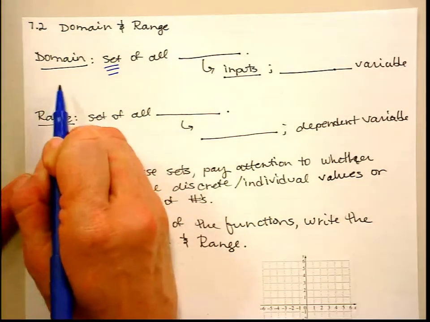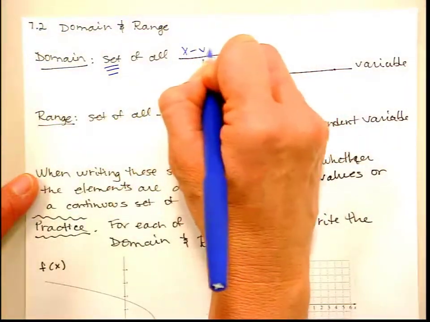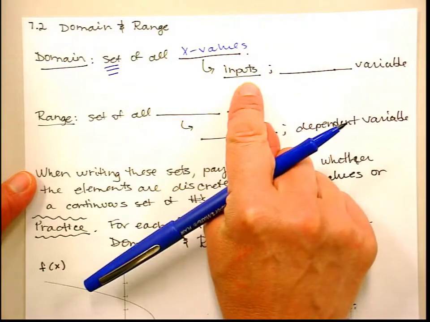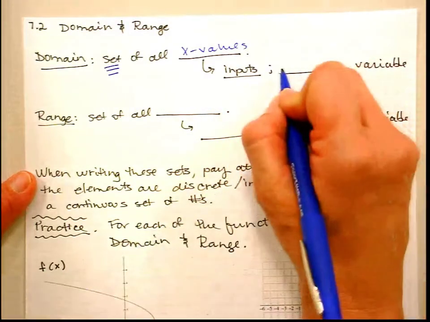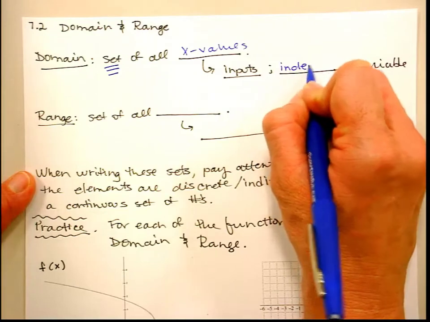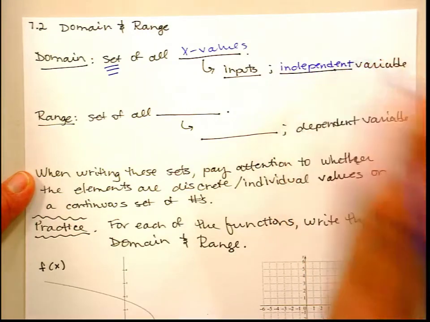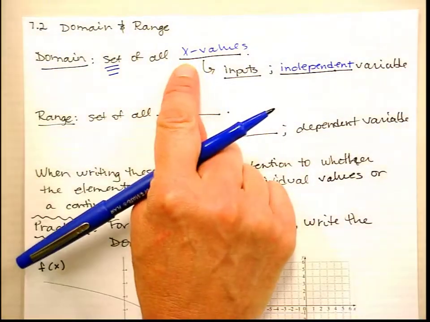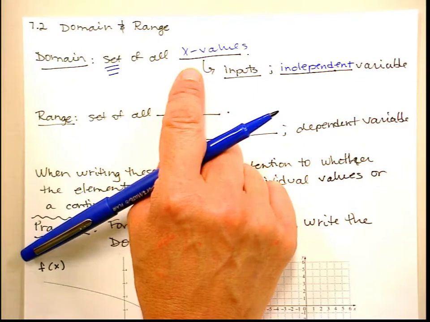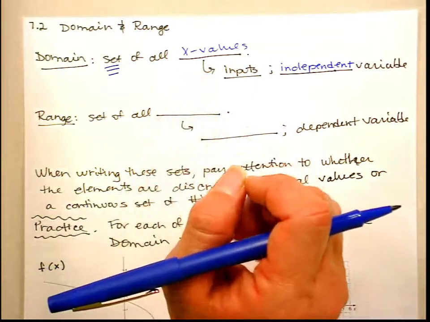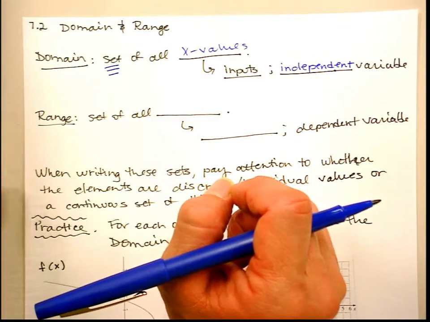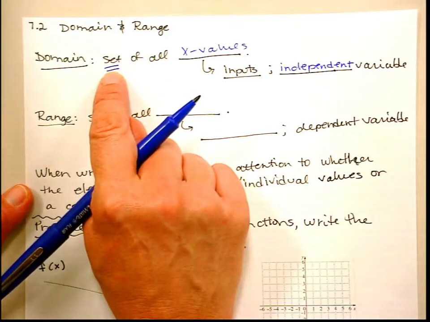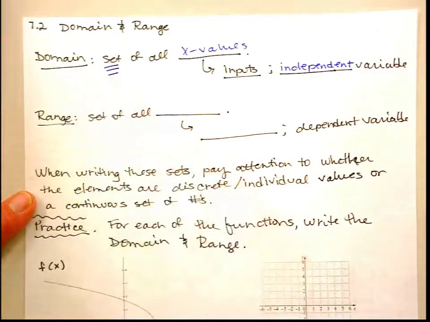Domain is the set of all x values. They are the inputs, and they might also be called the independent variable. It doesn't have to be an x. It could be a t, it could be an s, any letter you want, but as a rule we use x's and y's because that's what we're used to graphing in. Don't worry, I'm going to talk about the different notations for sets down below, in case you skipped over the 7.1 video.